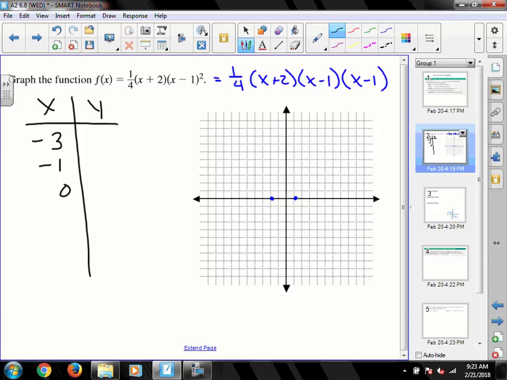I'm sorry. Dang it, Mr. So, and why do we not have to check 1? Because it's already there. It's already there. We know what it is. That's one of our x-intercepts. And then I got to pick, I'm going to pick 2 and 3.